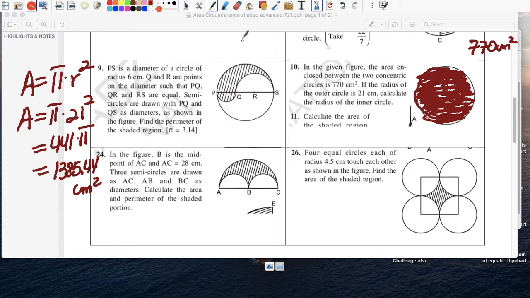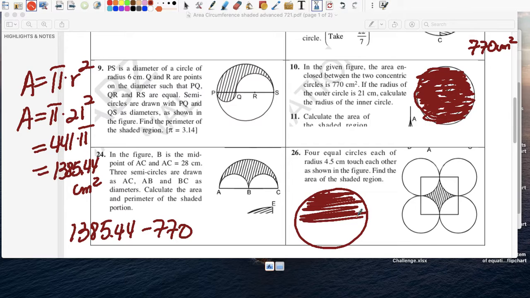So now, imagine what happens if we subtract 770. So we go 1385.44 and subtract 770. Now, what does the 770 represent? Let me try to draw that circle. So here's your red circle, and we're going to cut out this part right here. Not a hole in the middle, but this part. The green part is what I'm going to cut out, and I'm going to be left with the center. So that's what the 770 represents, because that's what they told us in the problem.